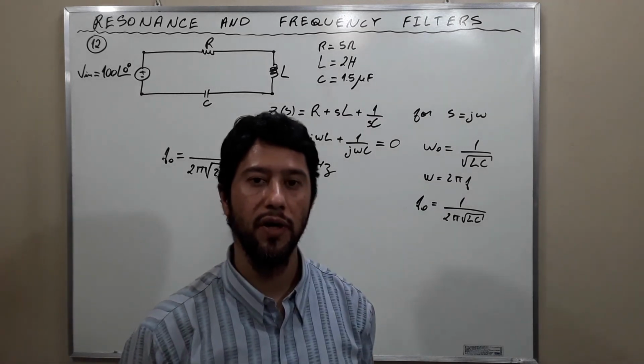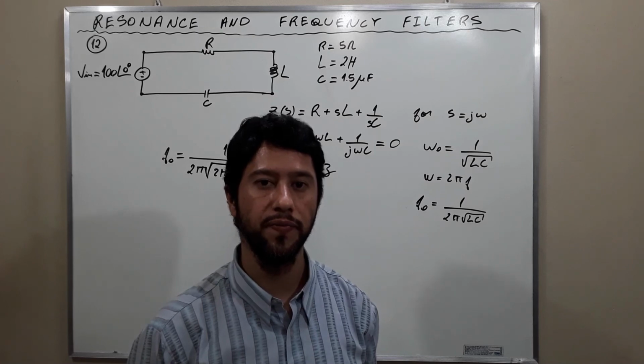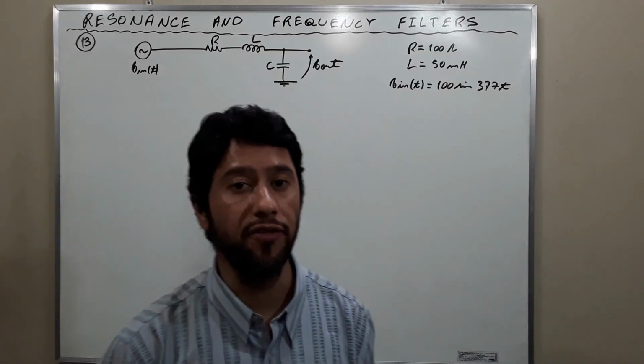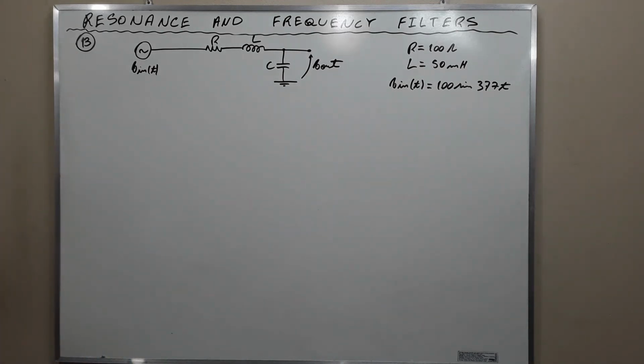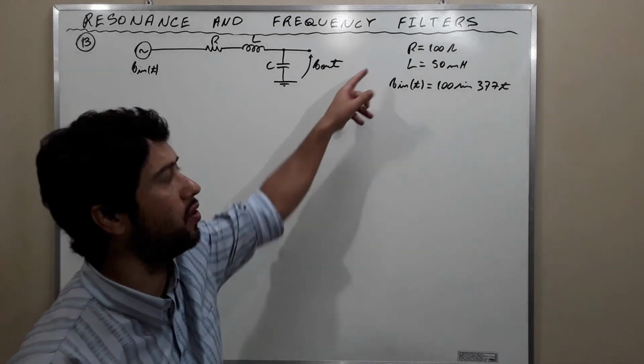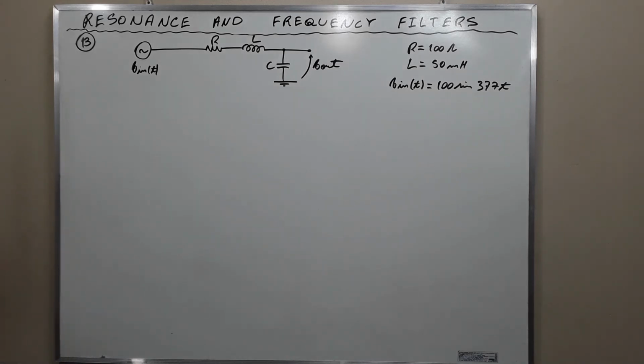Let's go to the last. Let's go to exercise 13. For the circuit of the figure, what is the value of C for unit power factor? And the exercise says that the value of the resistance is 100 ohms, the value of the inductance 50 millihenry, and the input signal is 100 sine 377 t.